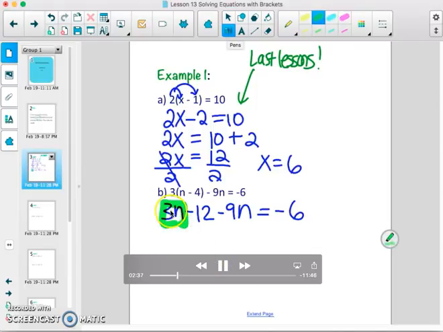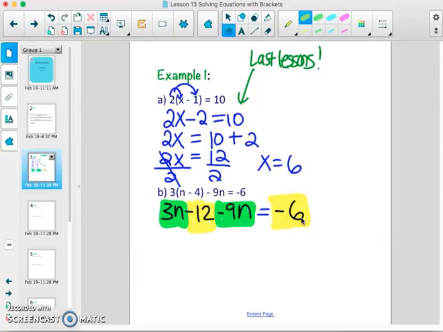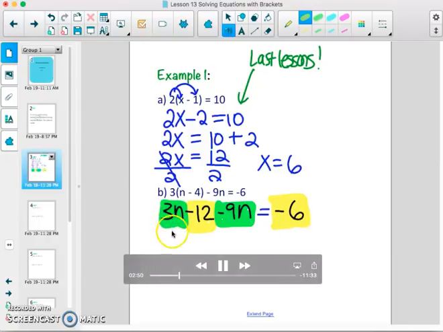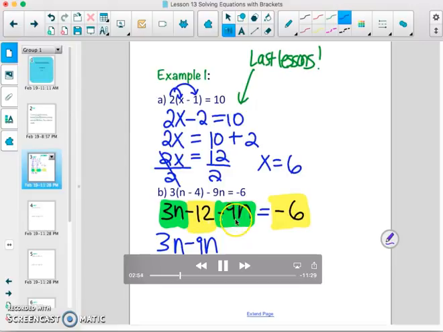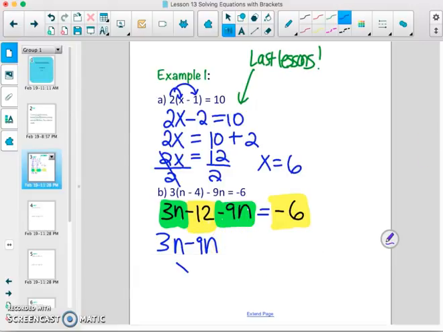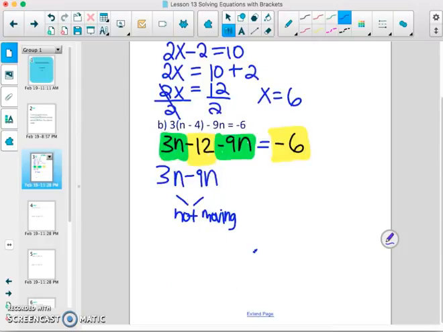So now we're going to collect like terms. We have this 3n and this negative 9n that we have to put together, and then we have this negative 12 and negative 6. We want to bring all the variables to one side and all the numbers to the other side. If we keep the variables on one side, we're going to have 3n minus 9n. Notice that the signs didn't change, because I haven't moved anything over the equal sign.